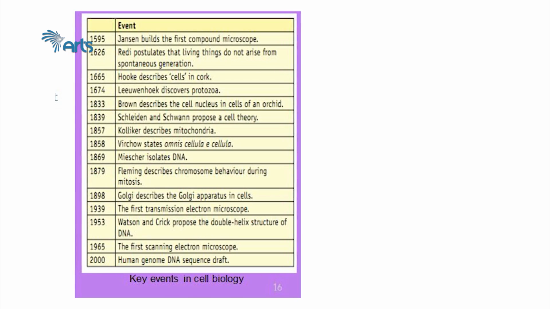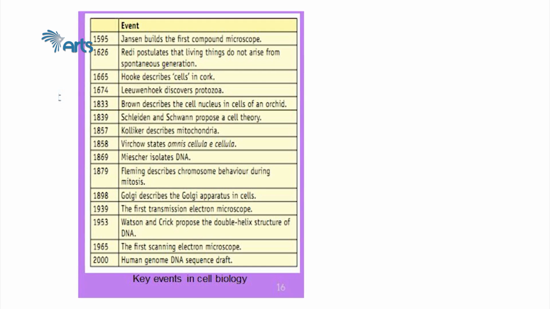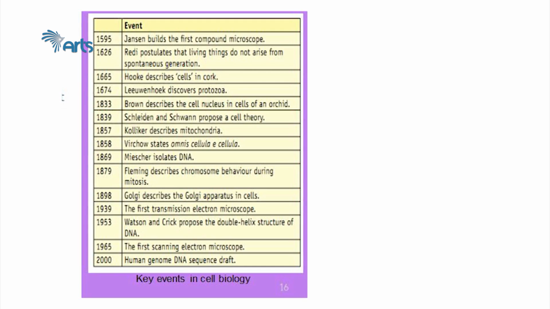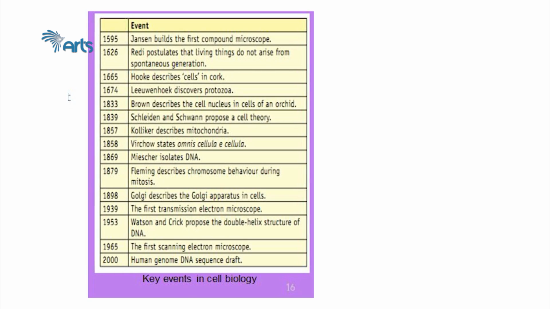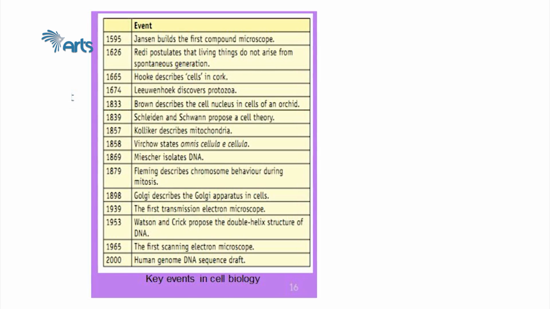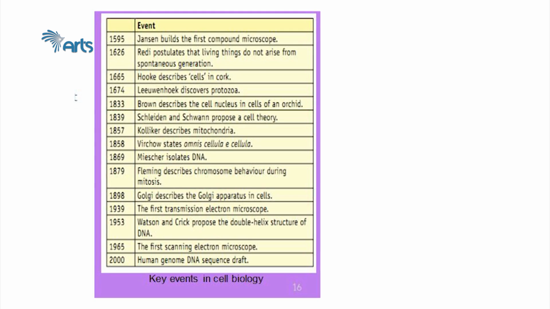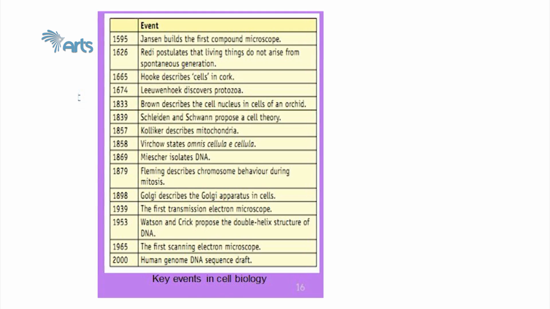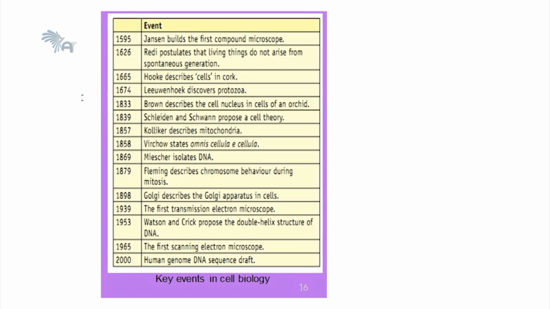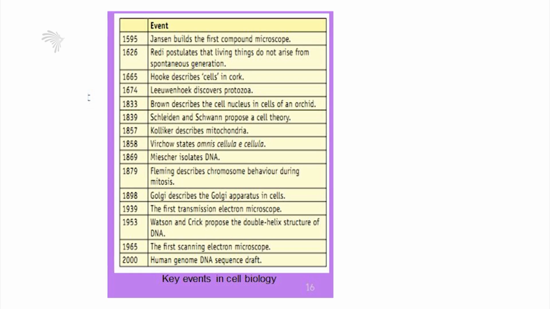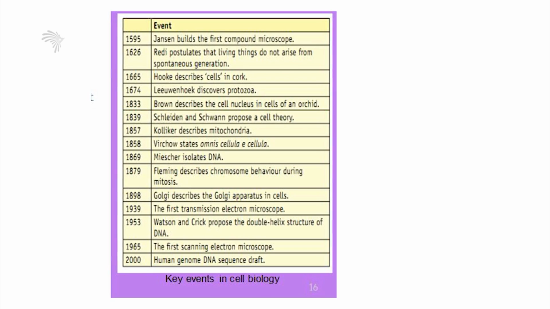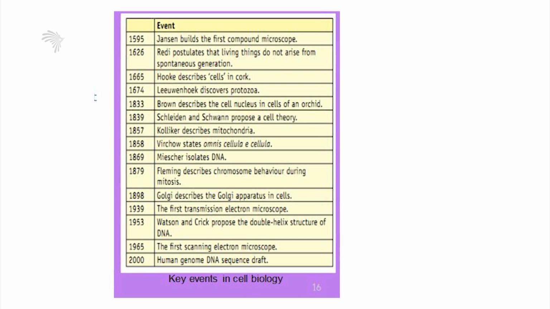In 1665, Hooke describes cells in cork. In 1674, Leeuwenhoek discovers protozoa. In 1833, Brown describes the cell nucleus in the cells of an orchid. In 1839, Schleiden and Schwann propose a cell theory. In 1857, Kolliker describes mitochondria. In 1858, Virchow states omnis cellula e cellula. In 1869, Miescher isolates DNA.